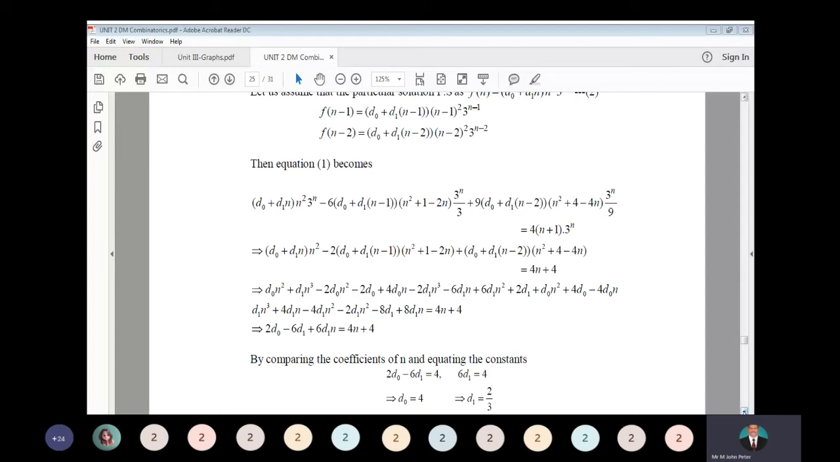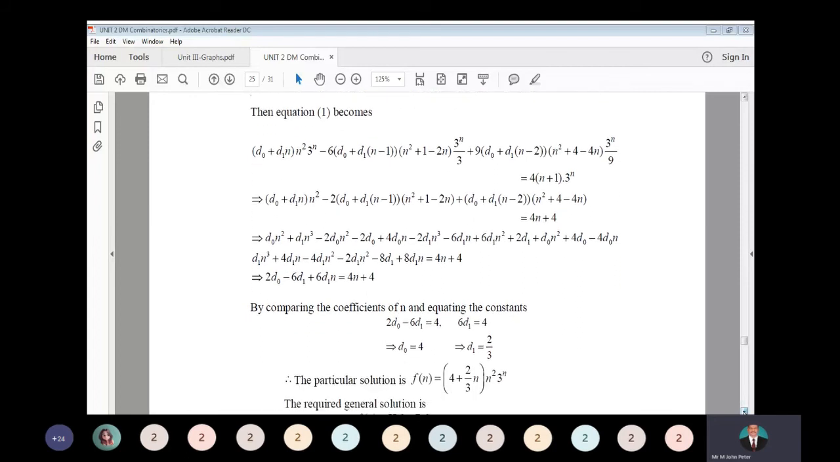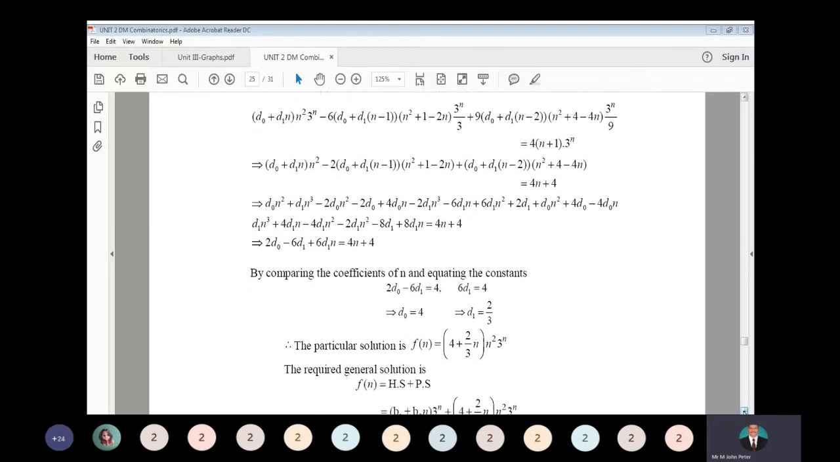2d0 − 6d1 + 6d1 n = 4n + 4. Here the constant term and coefficient of n are equated, so you will get 6d1 = 4. So d1 = 2/3. The remaining equation is 2d0 − 6d1 = 4. Replacing d1 with 2/3, you will get d0 = 4.